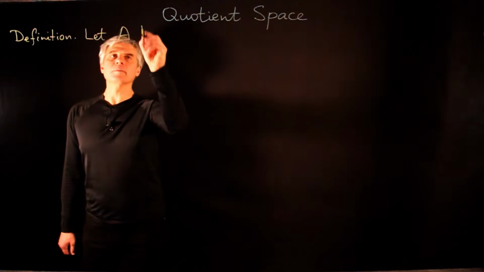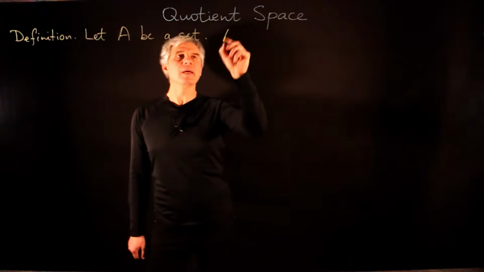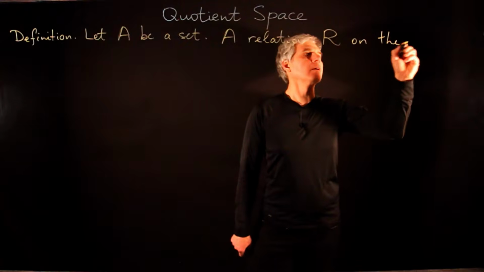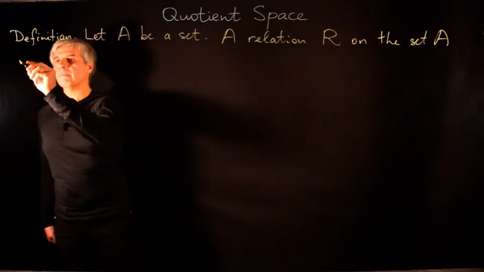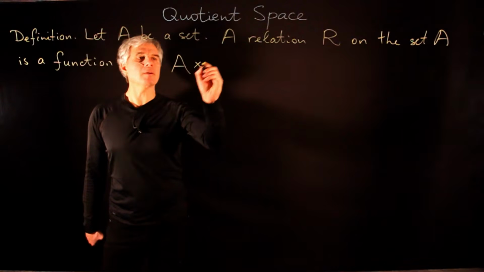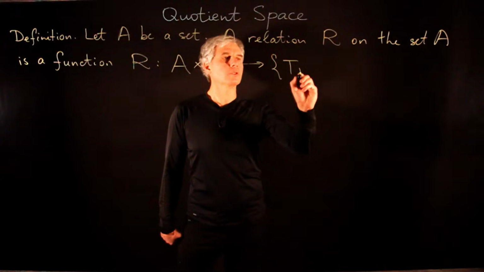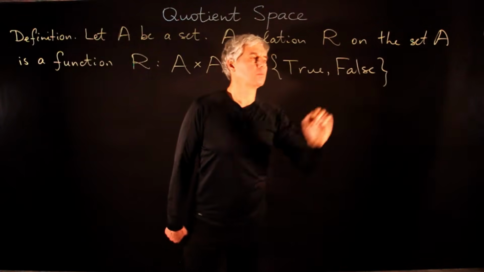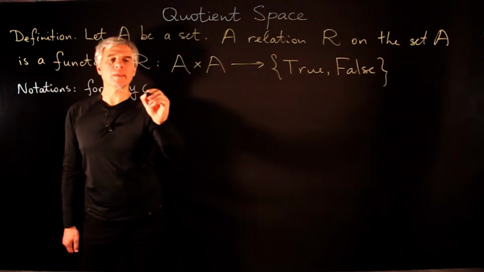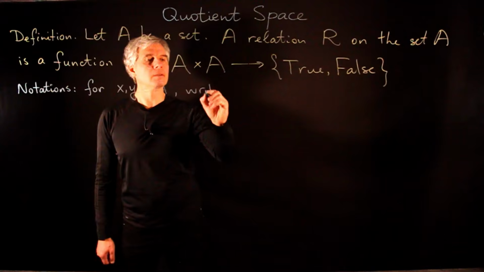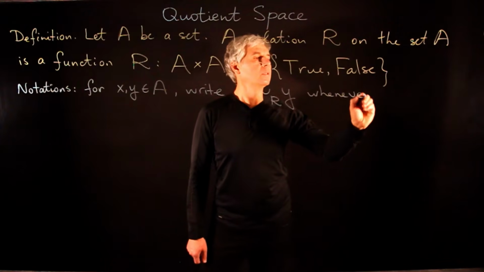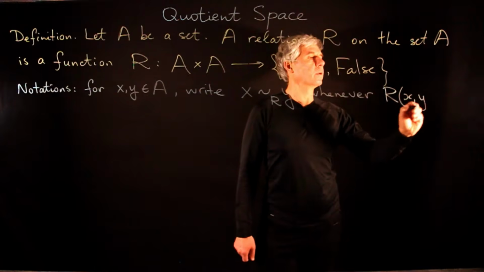Definition. Let A be a set. A relation R on the set A is a function from the set of pairs of elements of A to the set {true, false}. Notation: for elements x and y in the set A, we write x is related to y whenever R(x, y) is true.